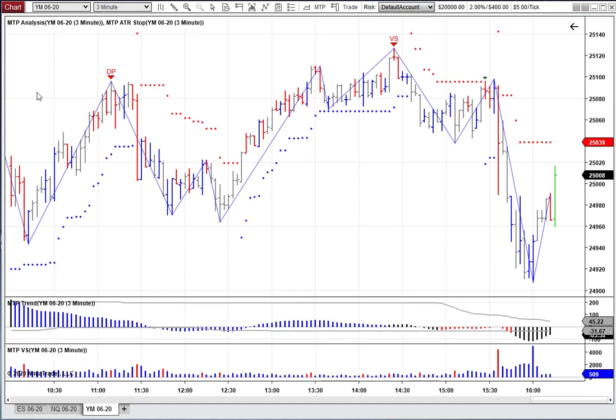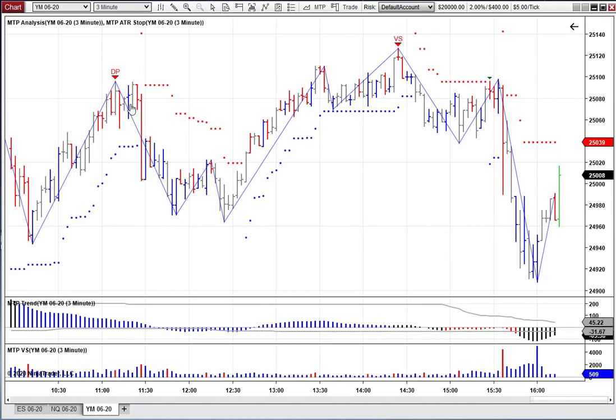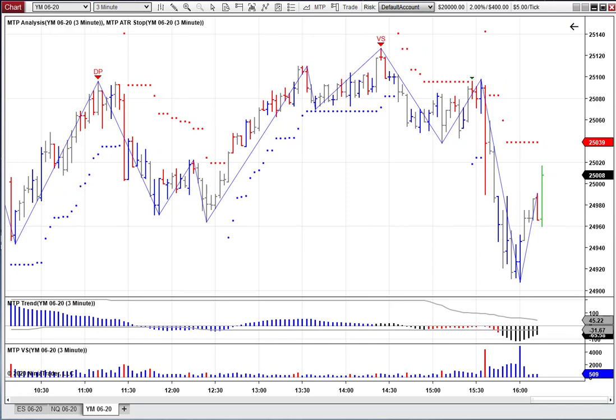Right, let's take a look at the 3-minute chart for the YM yesterday. This is a day session only chart where we look at the chart during the American day session from 9:30 to 16:15 New York time.